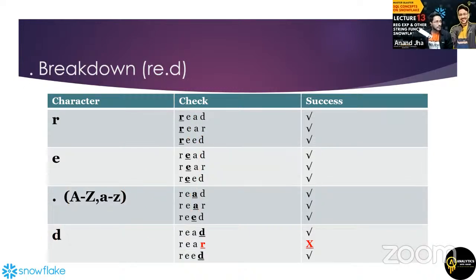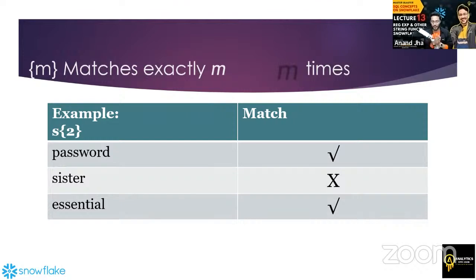Should I proceed further? Let's see. Password. The curly bracket matches exactly M times, S2. What does this mean? S is appearing twice? Yes, it's appearing. No, not appearing two times, together it has to be.